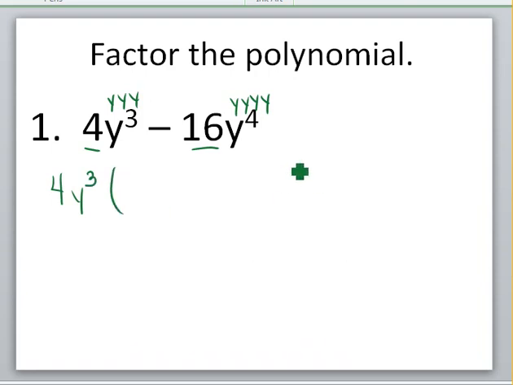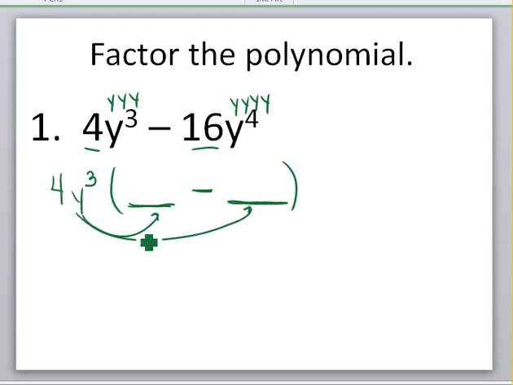Then we're going to make a set of parentheses, because actually what we're doing when we're factoring is like backward distributing. So if I was to distribute this through to this set of parentheses, I would get back to the exact same problem that I just started with. So I'm really now asking myself, I'm going to fill in these blanks. I'm going to fill in a blank here, and then it says minus a blank here. So let's fill in our blanks.